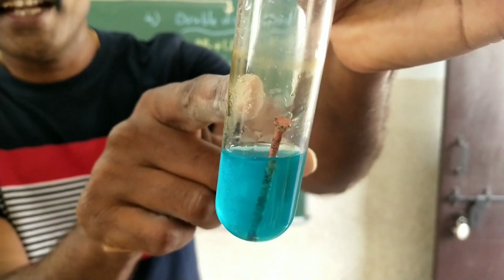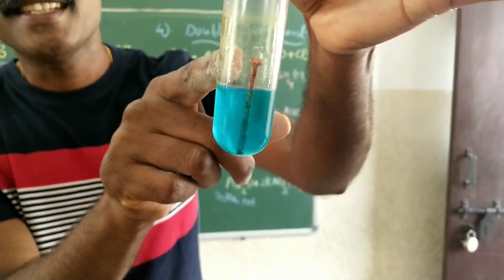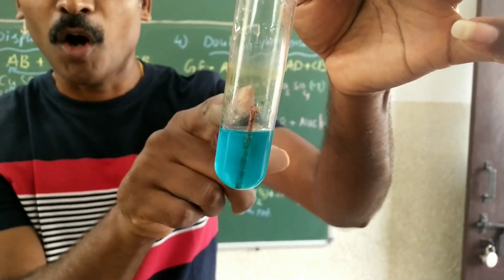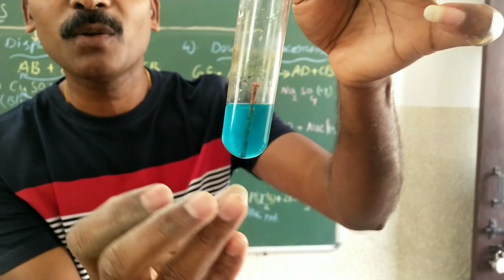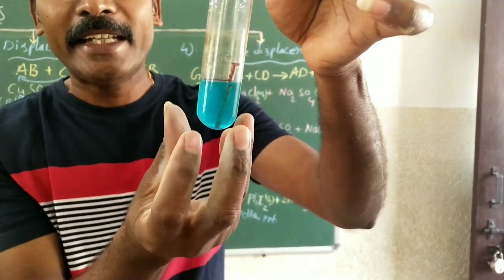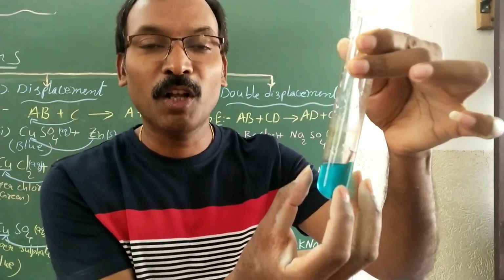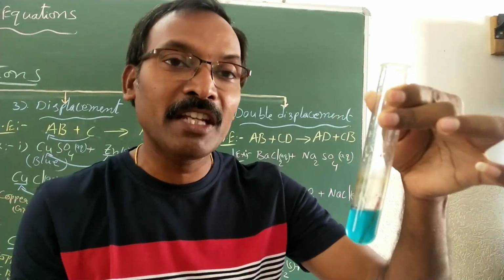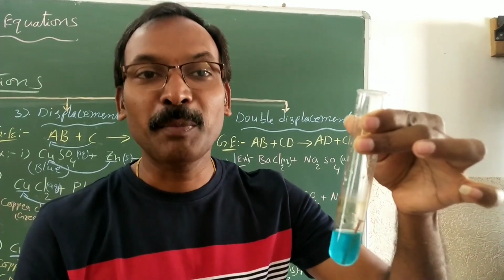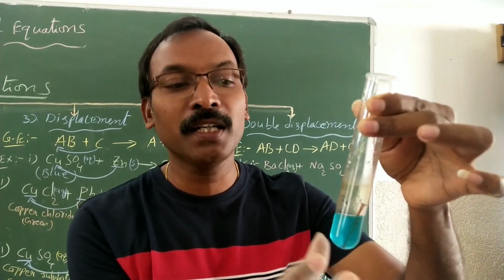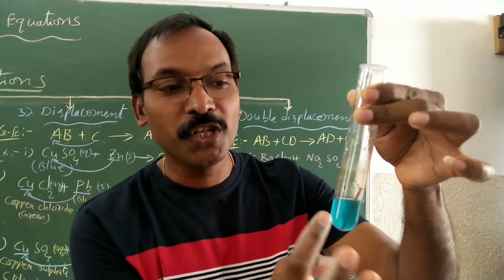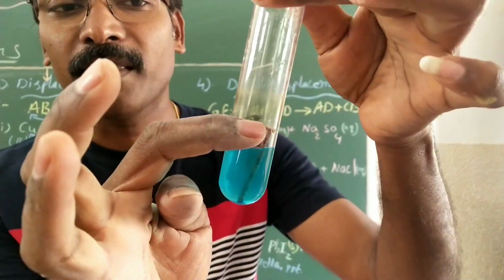Copper coated on the iron nail? Yes, that is the copper, and the solution is slowly changing into a greenish color. It is also taking time. It's been 1 hour since it was prepared, but if you leave it for more than half a day, ultimately everything will be changed into a light greenish color solution and the copper will be deposited on the iron nail.